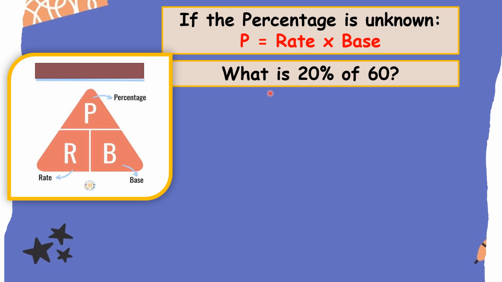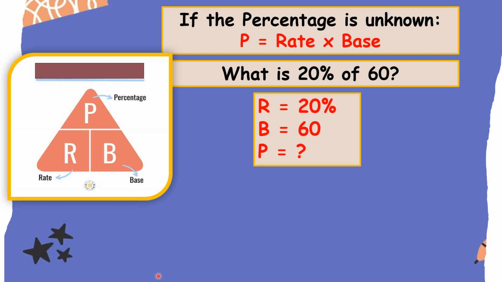So our statement is, what is 20% of 60? First thing to do is to identify the given facts. So for our rate, we have 20%. Our base is 60. And our unknown is letter P, or percentage.